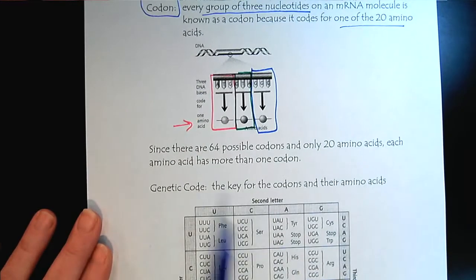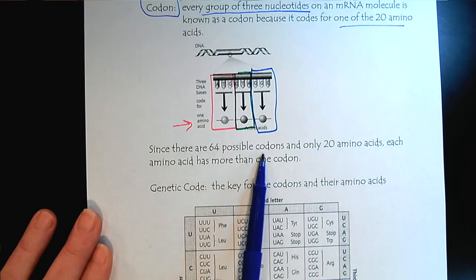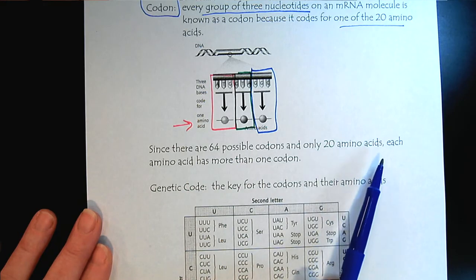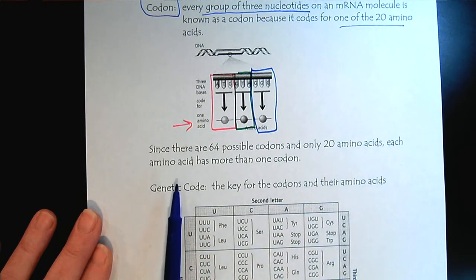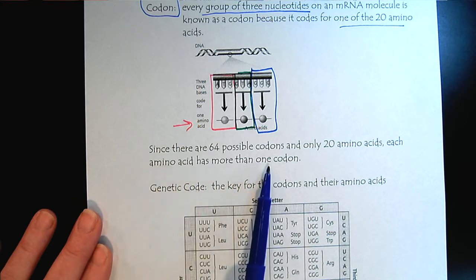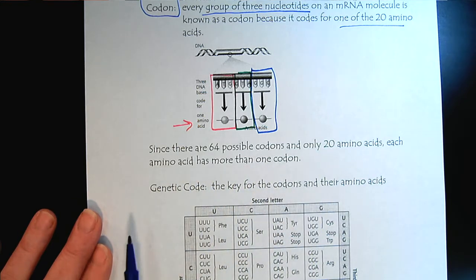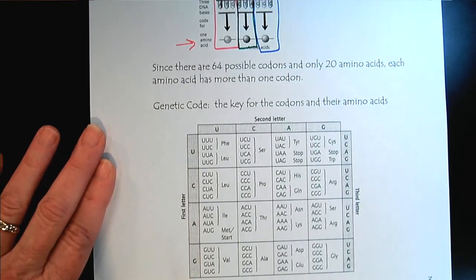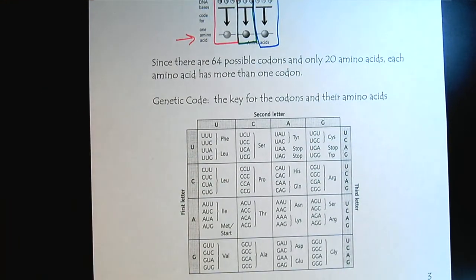However, there are 64 possible codons, and there's only 20 amino acids. And this is really good because when we talked about replication, we saw that there is a very small percentage of errors. By being able to have more than one codon for each amino acid, this helps to minimize effects from mutations or mistakes.